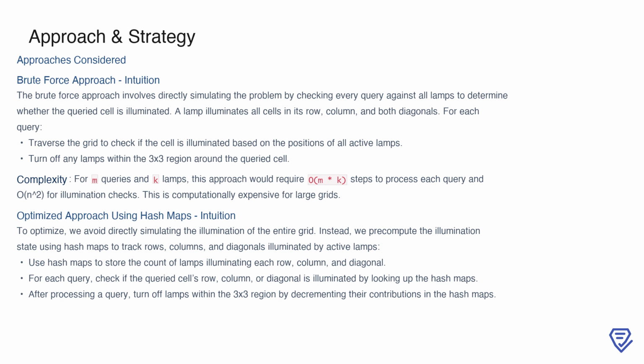To address this, we can consider an optimized approach using hash maps. Instead of directly simulating the illumination across the grid, we pre-compute and track the illumination state using hash maps. These hash maps store counts of how many lamps illuminate each row, column, and diagonal. Using this data structure, we can efficiently check if a query cell is illuminated, and when a lamp is turned off, we simply decrement its contribution in the hash maps. This avoids the inefficiencies of the brute force method while maintaining accuracy.